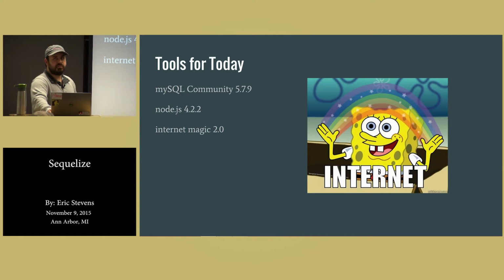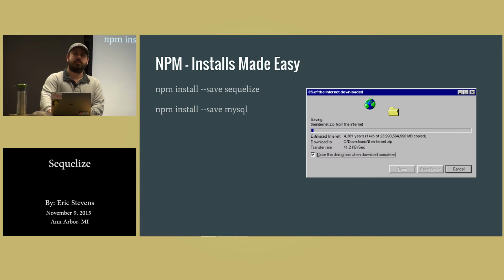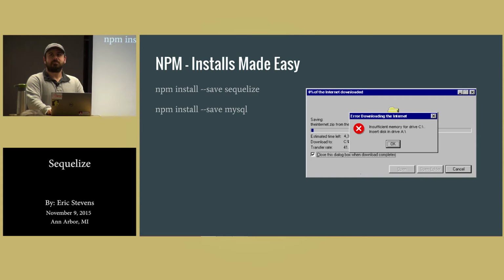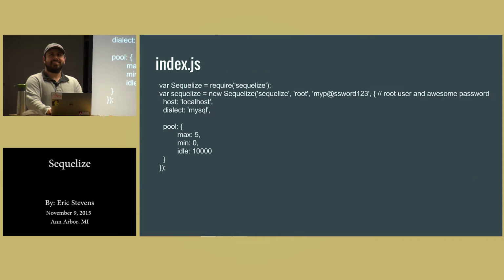So our tools right now in my demo, I'm using MySQL Community, Node.js, and Internet Magic, because we're going to be doing a lot of NPM and other magical stuff, which you guys may or may not be familiar with. So we're going to do npm install --save sequelize, npm install --save mysql, and then we're pretty much done. I'm not going to go into actually setting up your Node project, npm init, and any of that jazz, but basically those are the only 2 modules that we need to get started.